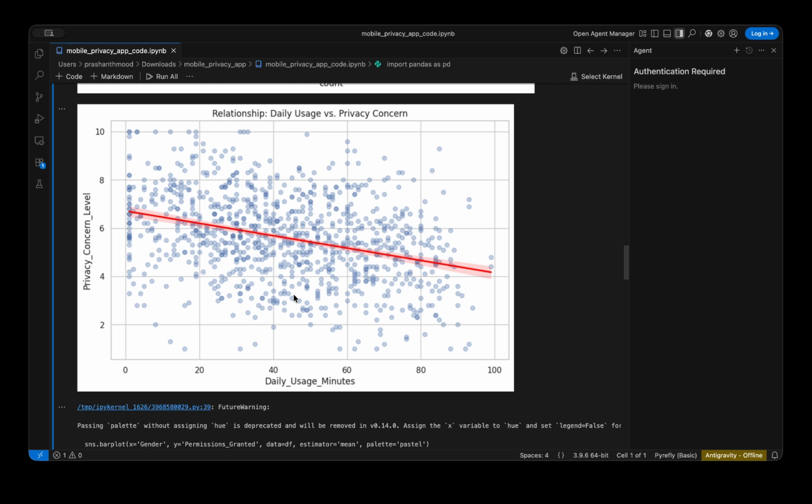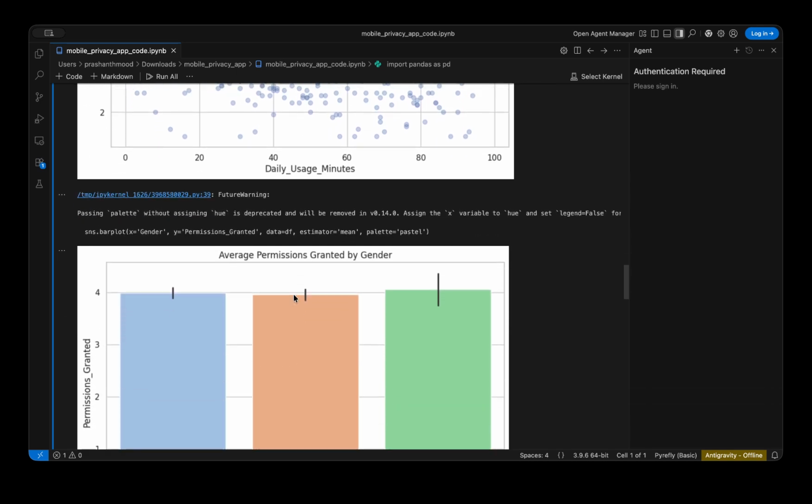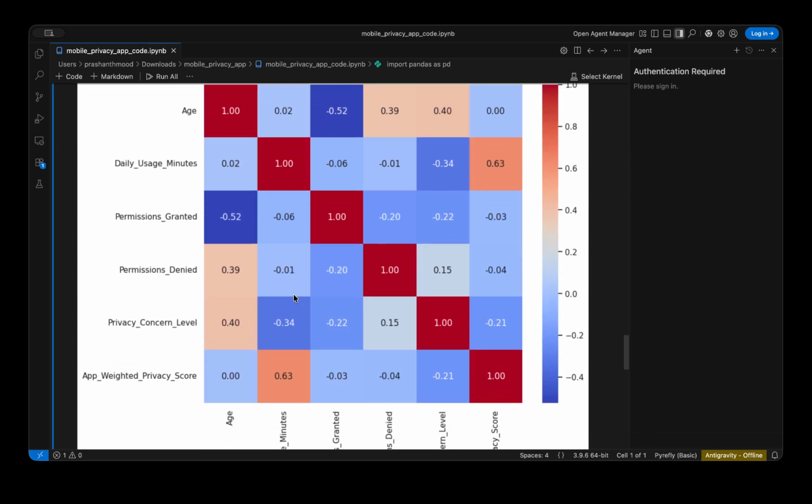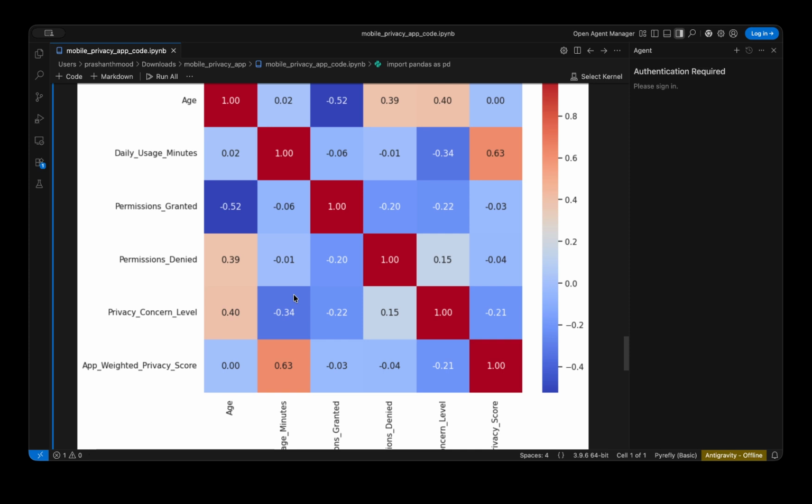This is actually a valuable finding. It tells us that heavy users don't necessarily worry more. You could be using your phone for 90 minutes a day and still not be particularly concerned, or vice versa. The correlation heat map confirms this. The numeric variables in the data do not show very strong linear correlations with each other, which means privacy behavior is driven by multiple complex factors, not just one metric.